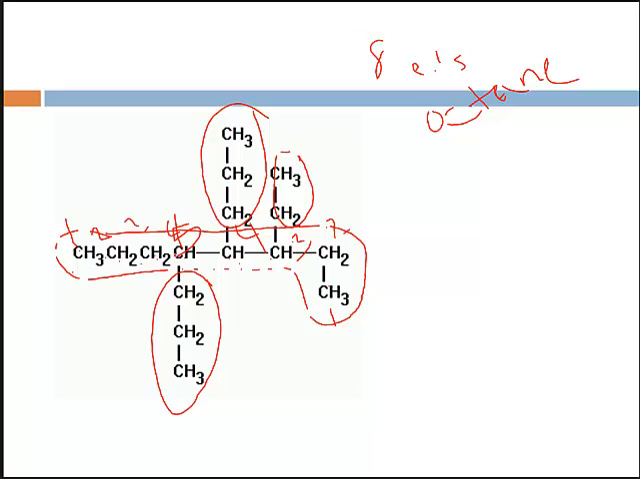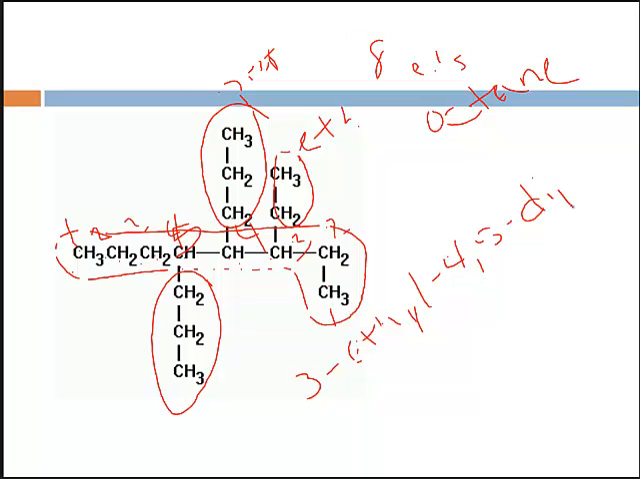Now let's do it alphabetically. This is eth. This is prop. So alphabetically, ethyl comes first. So it becomes 3 ethyl. Then we have 4 and 5 is propyl. So 4, 5, dipropyl. Octane.